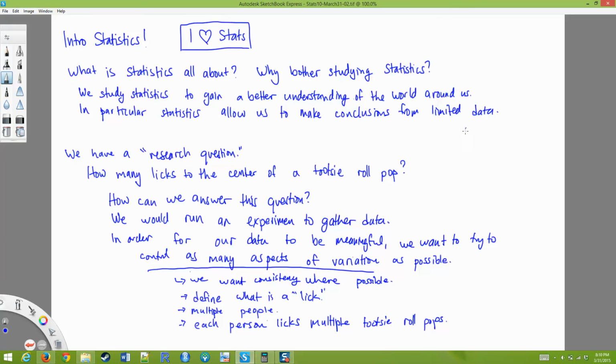So let's say we have 20 people and 3 suckers each. And so we have 60 Tootsie Roll Pops, and for each one we count how many licks to the center.